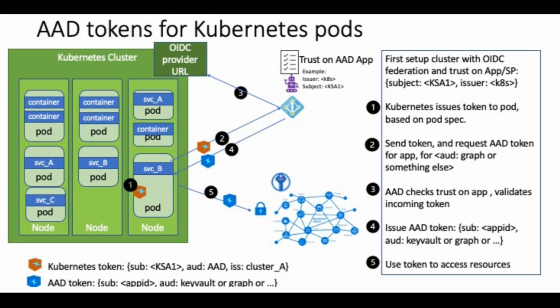Workload Identity elegantly combines OIDC federation, managed identities, and Kubernetes service accounts to create a zero-secret authentication model for cloud-native apps. Now for some real-world scenarios and design patterns. Let's walk through some real-world scenarios to see how all these pieces fit together.